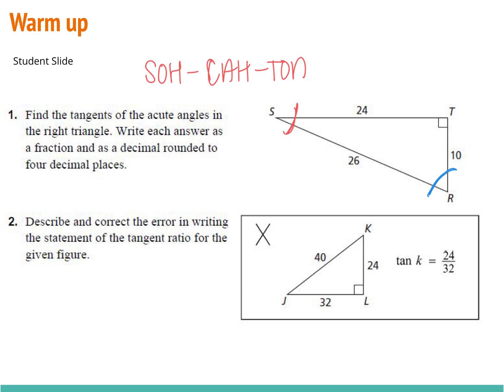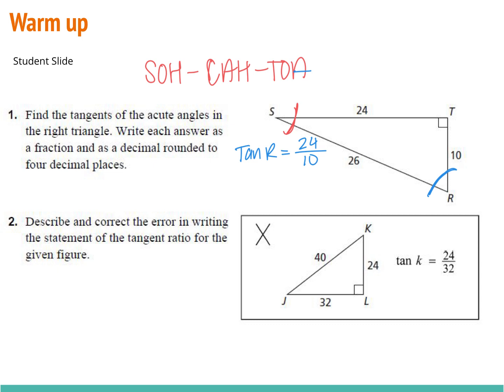So looking at angle R, I'm going to write it as tangent R. What's opposite to angle R? Anybody know what opposite to angle R is? 24. Good, I'm going to do 24 over, what's the adjacent to angle R? It's the 10. Why is it not the 26? Good, that's the hypotenuse, and I'm not using my hypotenuse for tangent. So that's for angle R.